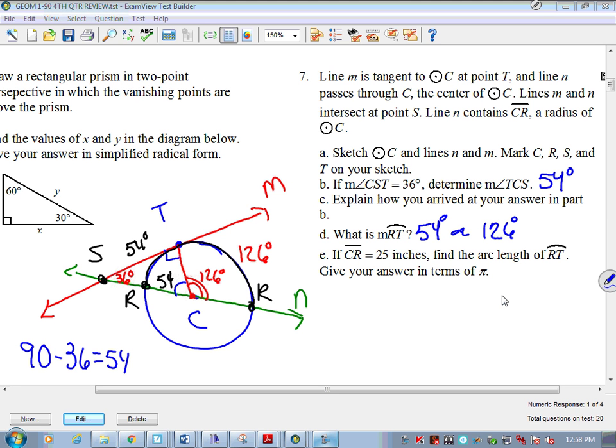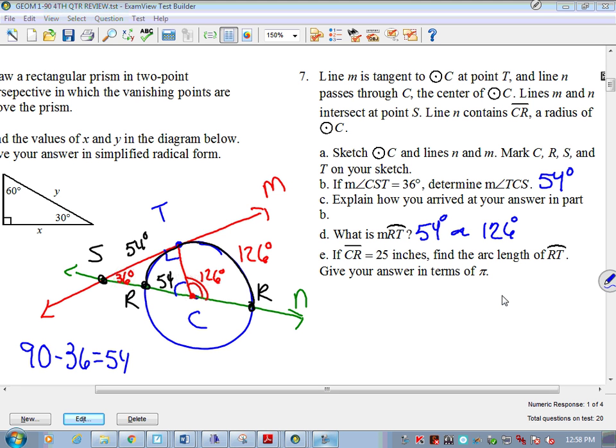But the one that I'm removing is one that says draw a rectangle in 2-point perspective if the vanishing points are above the rectangle. I'm not going to have you do that. Does that make sense? Okay, so it's basically this one and the other one, right?